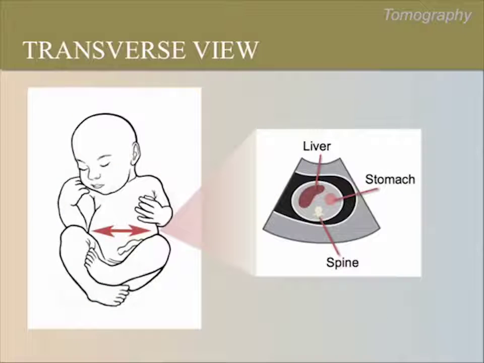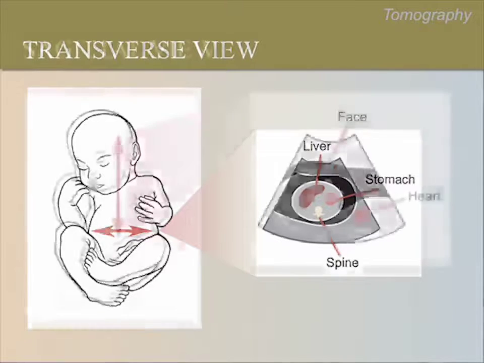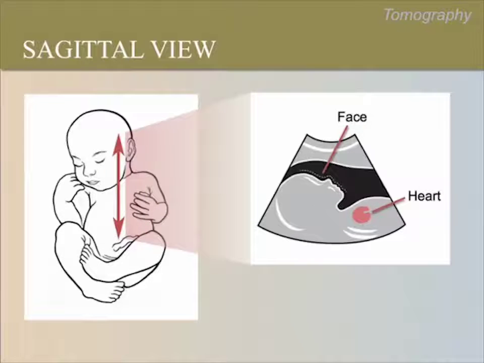This is a transverse view of a fetal abdomen. Imagine that you are at the baby's feet looking up towards its head through the abdomen. This is how the abdominal area would look from that cross-section slice. This is a sagittal view of a fetus. Imagine that you are looking through the baby from its right side. This is how the baby's profile would look from that longitudinal or sagittal slice.